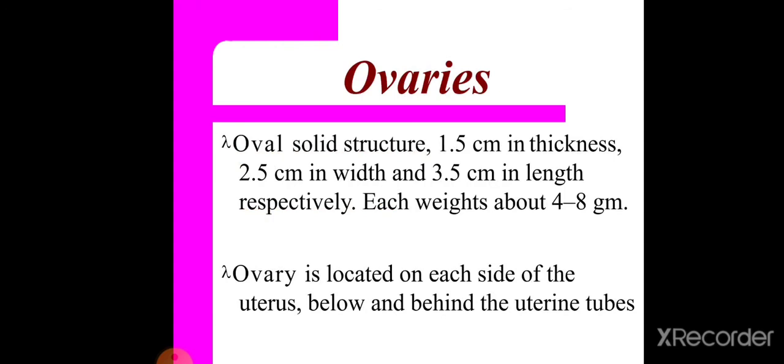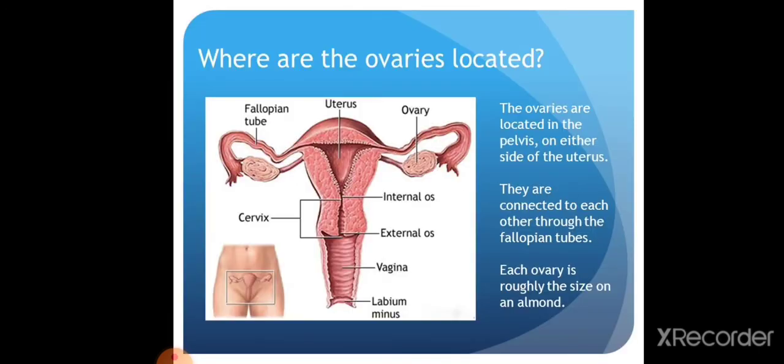Now come to the ovaries. Ovaries are oval solid structures, 1.5 centimeters in thickness, 2.5 centimeters in width, and 3.5 centimeters in length. Each weighs about 4 to 8 grams. Ovary is located on each side of the uterus, below and behind the uterine tubes. So here we can see the location of the ovaries. They are located in the pelvis on either side of the uterus, and they are connected through the fallopian tubes, and each ovary is roughly the size of an almond.